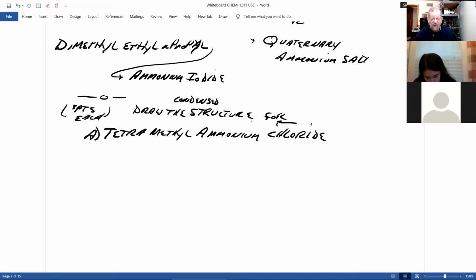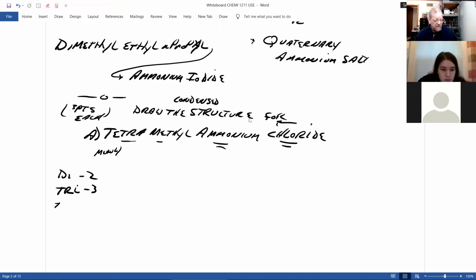Well, you come this way and say, oh, chloride, ammonium, and that could be a quaternary ammonium salt. I see tetramethyl. Tetra means 4. Quick review. Remember, a prefix di means 2. Tri means 3. Tetra means 4. So I have a quaternary ammonium salt.